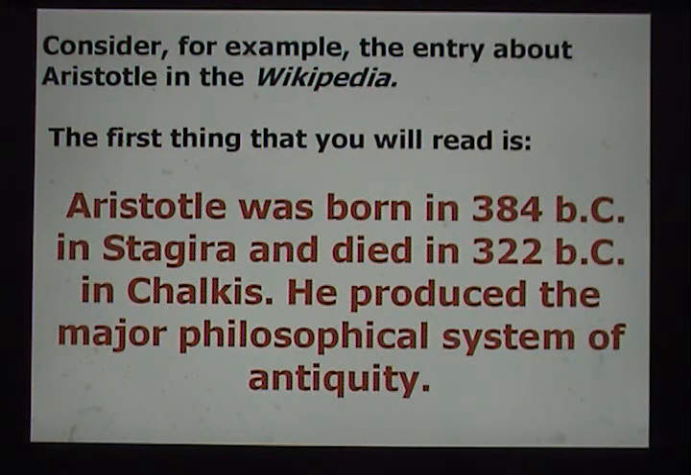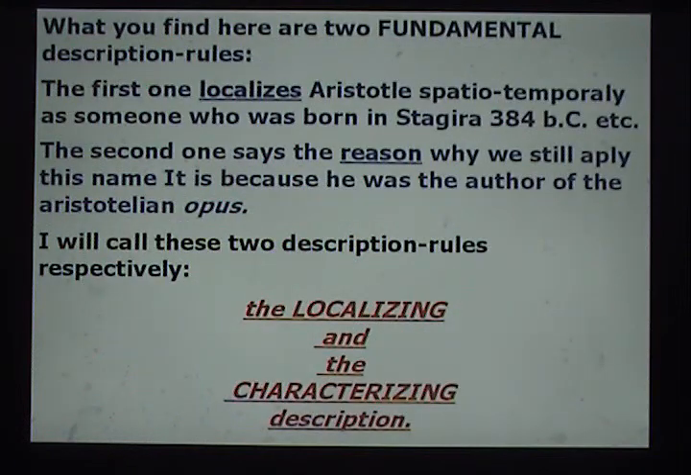The first thing that you will read is: Aristotle was born in 384 BC in Stagira and died in 322 BC in Chalcis. He produced the major philosophical system of antiquity. What you find here are two fundamental description rules. The first one localizes Aristotle spatio-temporally as someone who was born in Stagira in 384 BC and so on. The second one says the reason why we still apply this name today. It's because he was the author of the Aristotelian opus. I will call these two description rules respectively the localizing and the characterizing description.